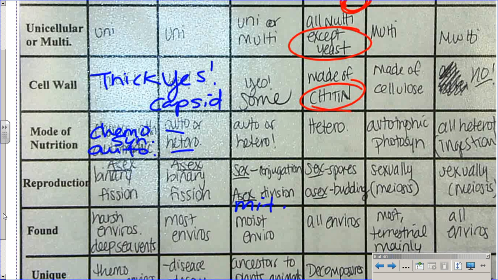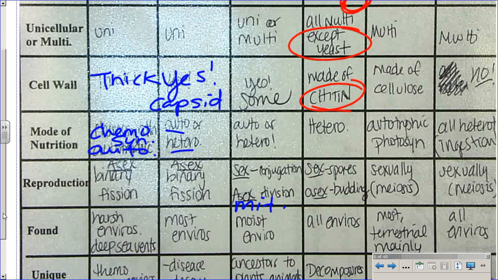Yeast? No, yeast is living. That's actually already killed in the bread. It's no longer there. It just helped make the bread rise. Why are they on your bread? It tastes good. How do they eat the bread? They decay it by decomposition.